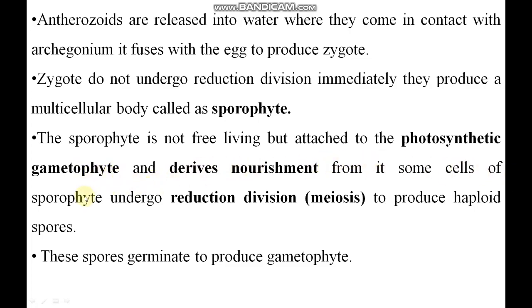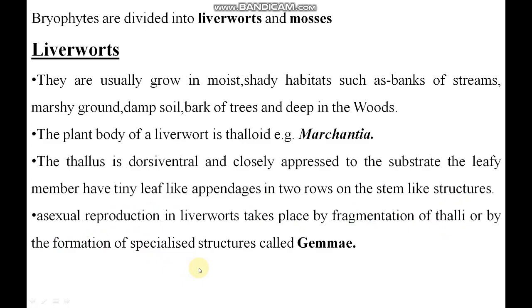Some cells of the sporophyte undergo reduction division, meiosis, to produce haploid spores. These spores germinate to produce the gametophyte. So bryophytes are divided into liverworts and mosses. Remember it, students, there are only two divisions here. Liverworts usually grow in moist, shady habitats such as banks of streams, marshy ground, damp soil, bark of trees, and deep in the woods.